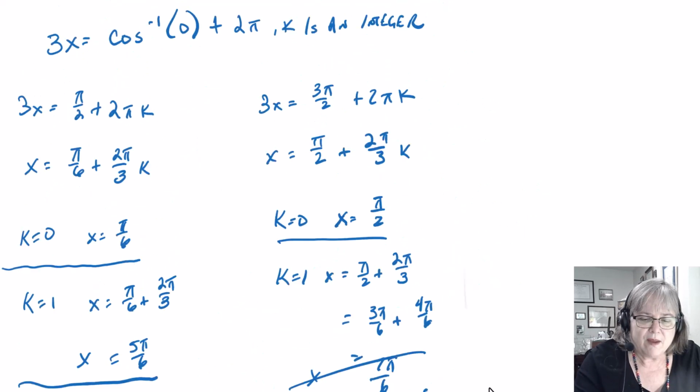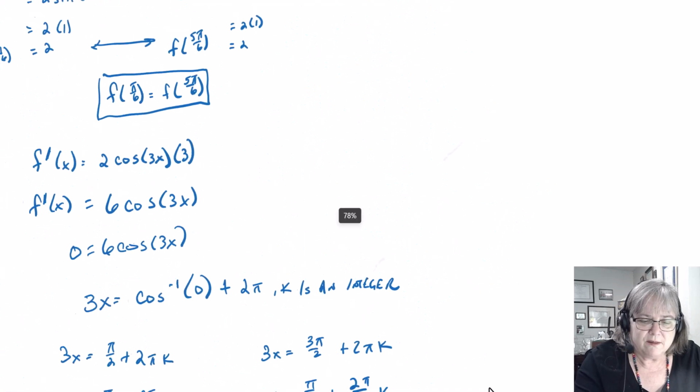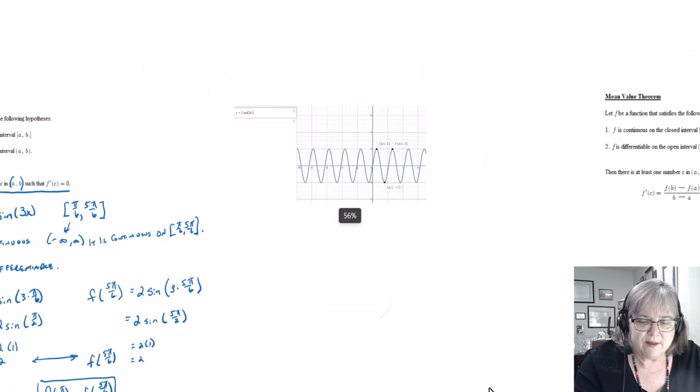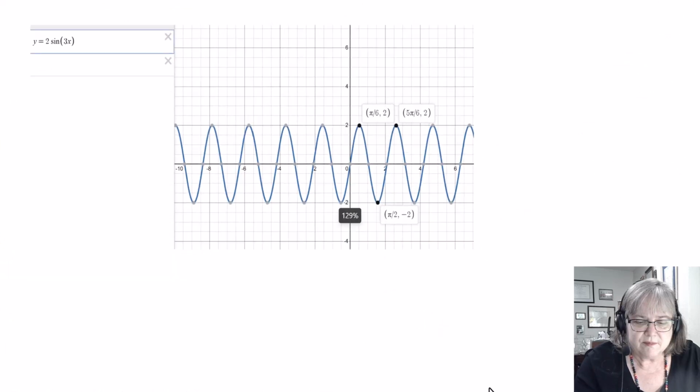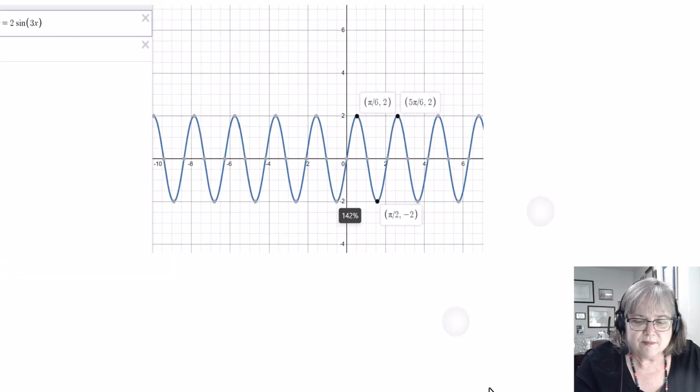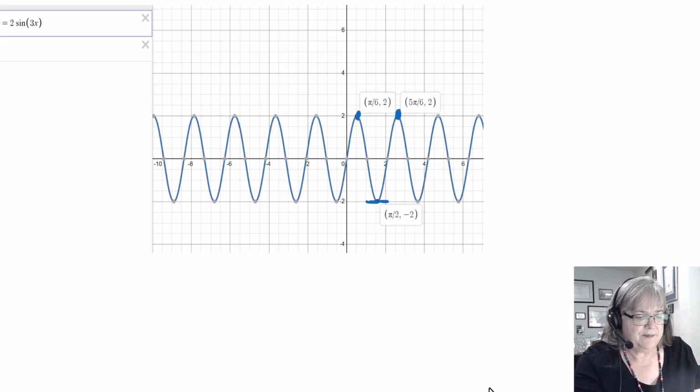Okay? And I graphed this. And here's your two endpoints, pi over 6, 5 pi over 6, and here's the pi over 2 down here. Okay? So far, so good? All right, on to the mean value theorem.